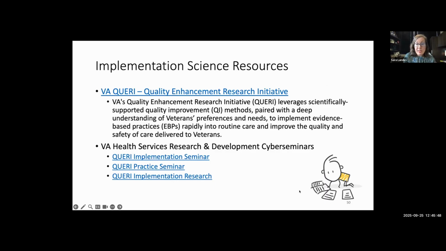So just some resources, because I think implementation work is hard. So not just hybrids, but this work is hard. So I'm part of QUERI. We're one of the QUERI centers within the VA. We do lots of workshops and trainings. There's different cyber seminars. At one point, these were taken down, and I think they're in the process of putting them back up. So some of the links may be a little wonky for the moment.